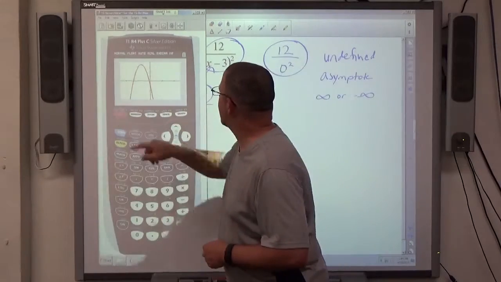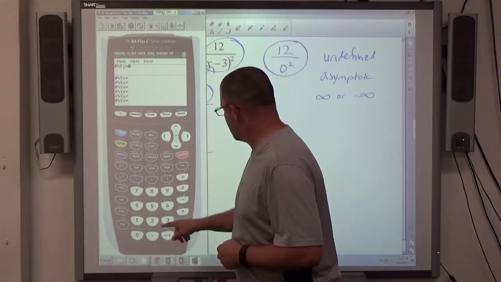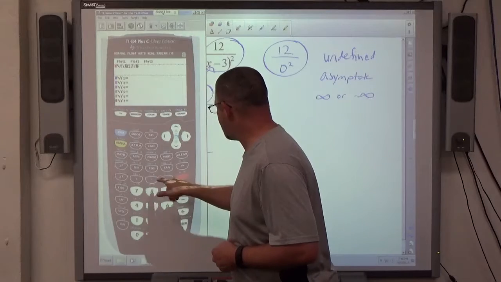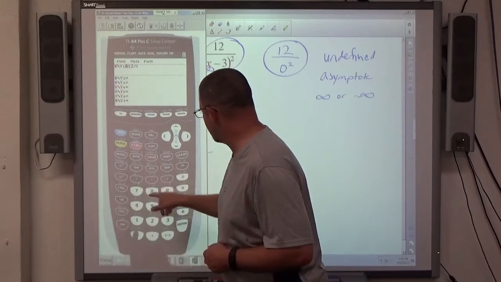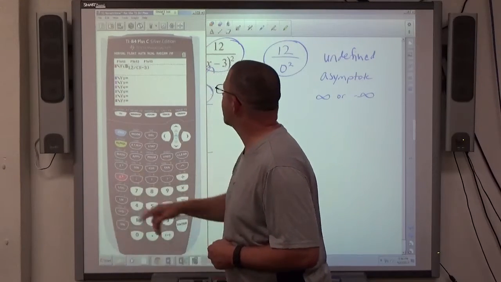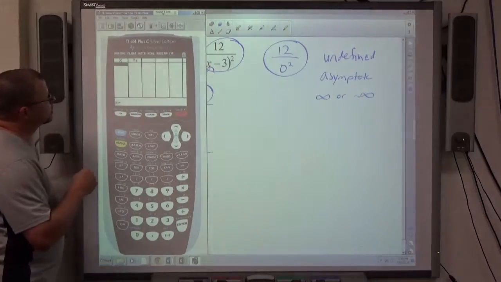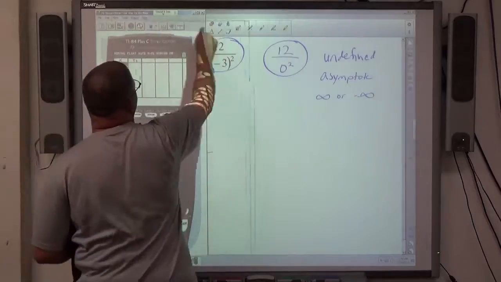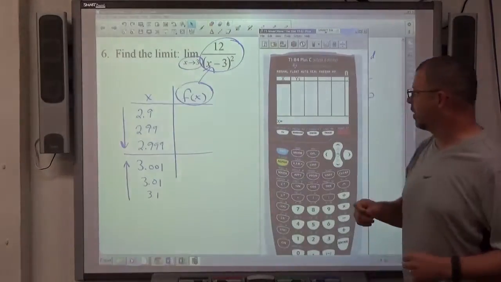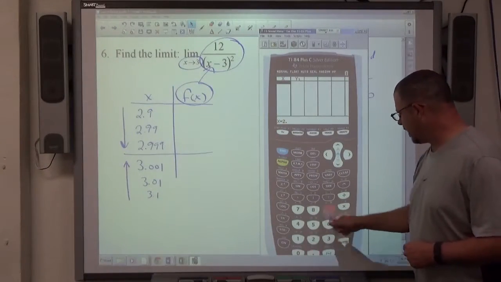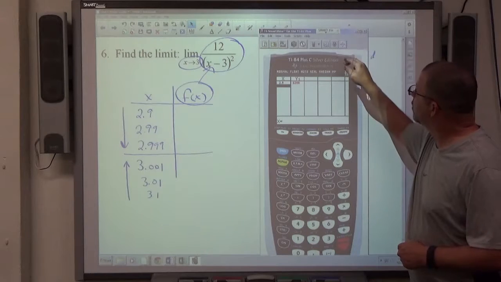So if I go back to my calculator here, type in 12 on top divided by parentheses x minus 3 in parentheses squared. Go to my chart, my table, and I just type in the numbers that I've determined to use, which are numbers really, really close to 3. 2.9, that's 1200.